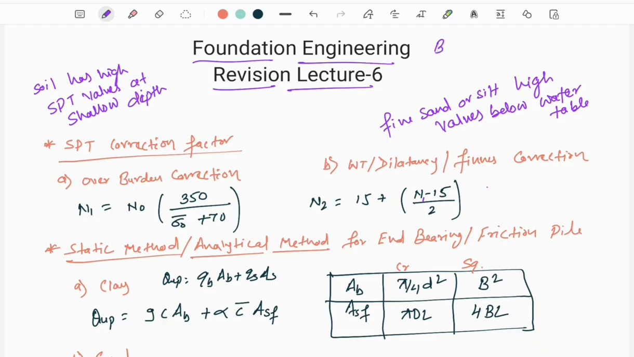In view of BPSC AE, advertisement number 29 of 2025, we have already discussed the shallow foundation and the related things. In this lecture we are going to discuss the deep foundation, that is pile foundation, and the other things.